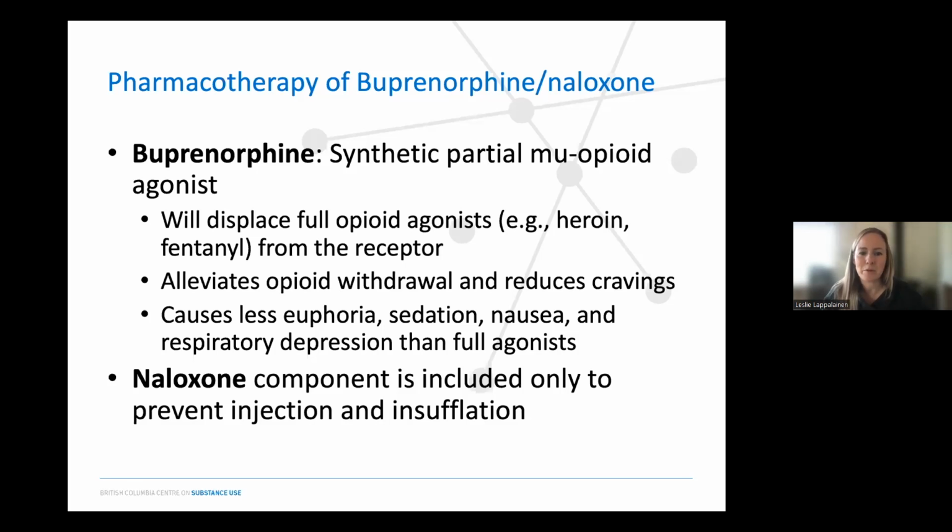In general, buprenorphine causes less euphoria, sedation, nausea, and respiratory depression than full opiate agonists. So it has this inherent safety profile compared to full opiate agonists. The naloxone component in the buprenorphine naloxone tablet does not have good bioavailability when we give it sublingually. So when taken as prescribed, essentially the naloxone does nothing. The only reason it's in the tablet is to prevent diversion of the tablet.